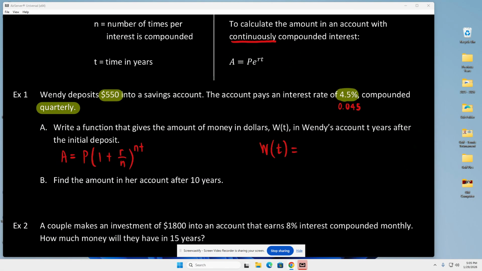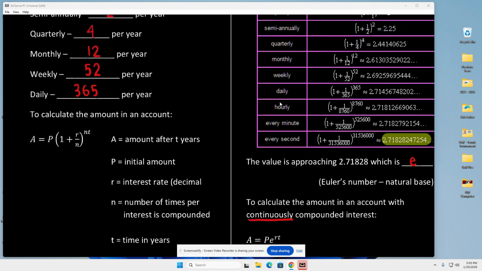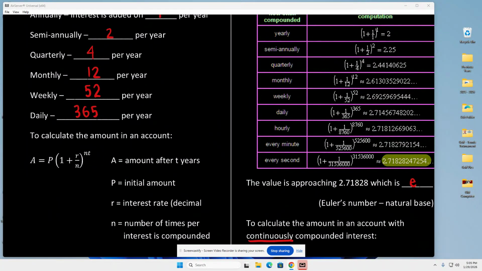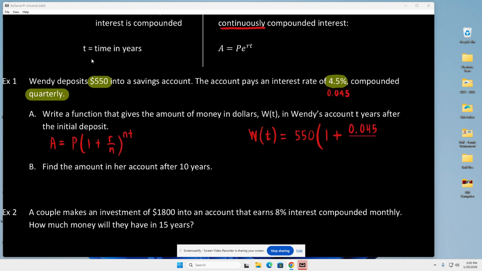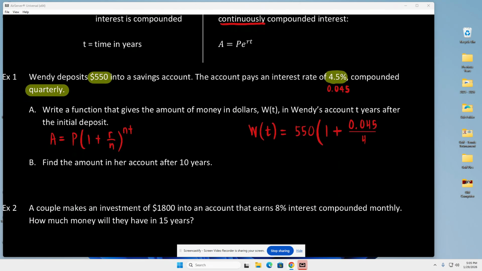And that equals, after 10 years. So my principal amount, again, was $550 times 1 plus, my R we already discussed is 0.045 divided by N. Now remember, what did we say N is? It's the word quarterly. Quarterly is always 4. N is 4. So we put 4 here and we put 4 here times T.